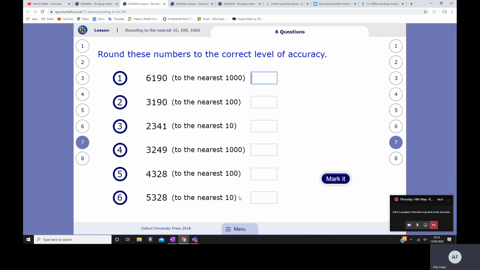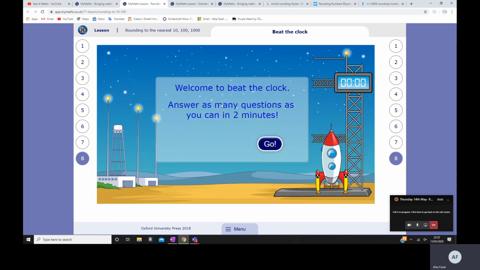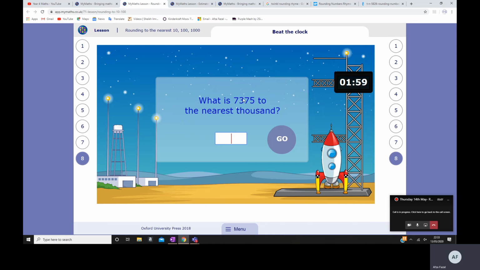So you'll have some questions like this. I've got a different set I'm going to go through with you, and I'm going to show you how you'd work them out on a number line. And then in the end, you've got beat the clock. Answer as many questions as you can in 2 minutes. So what is this, 7,375 to the nearest 1,000? So you're looking at the 7 and the 3. 3 you round down, so it's closer to 7,000. You type it in and you click go, and then you go on to the next one. You'll have a 2-minute timer and you've got to see how many you get right.